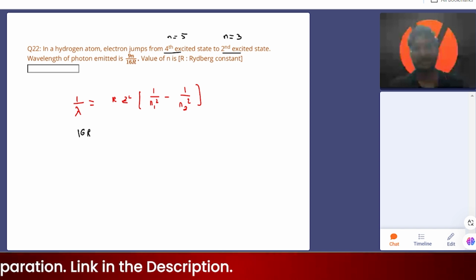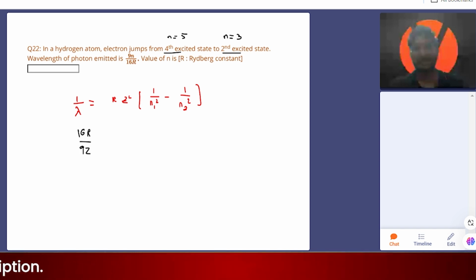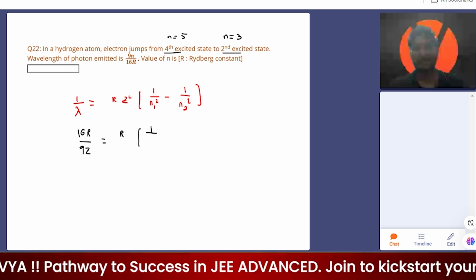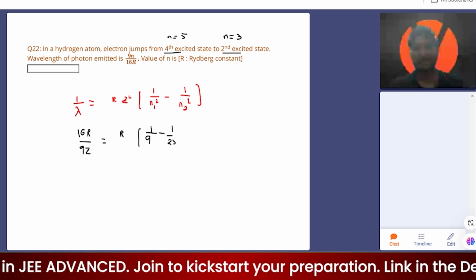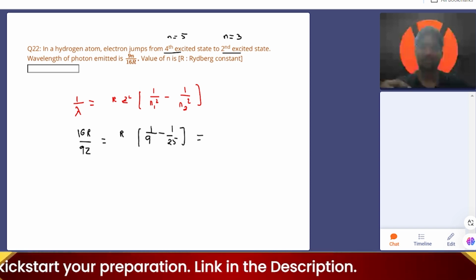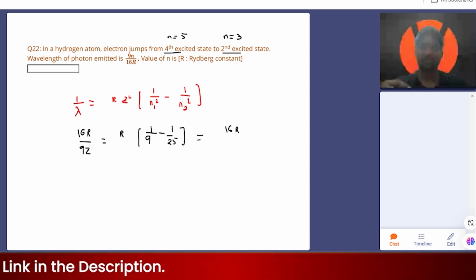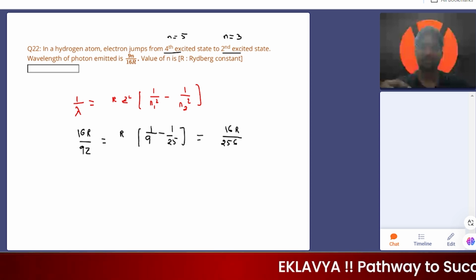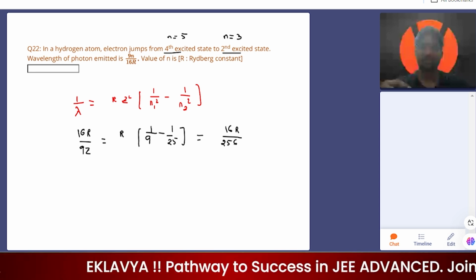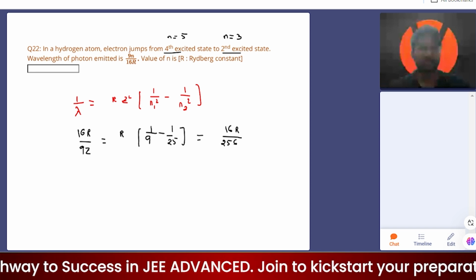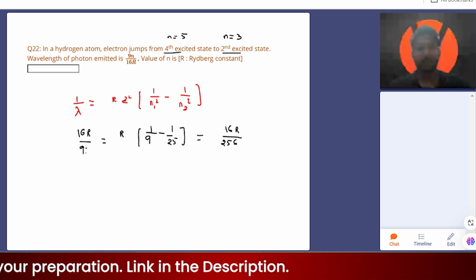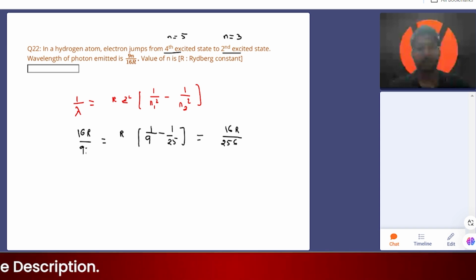So here if I substitute, this will be 16r by 9n must be equal to r. It is a hydrogen, so Z value will be 1 over here. 1 by 9 minus 1 by 25. So this should give us 25 minus 9, that will be 16r divided by 256. Sorry, here I wrote Z, it should be N.